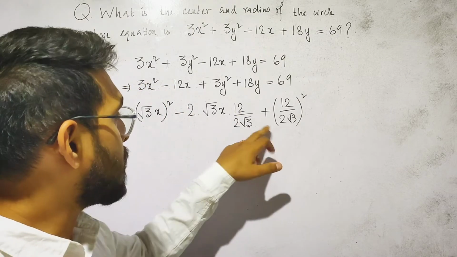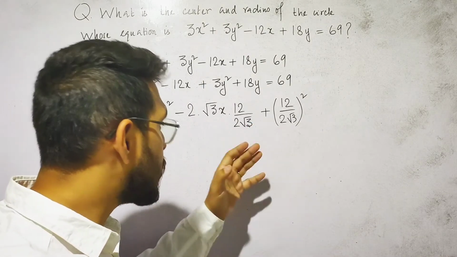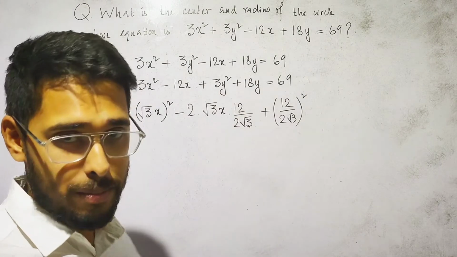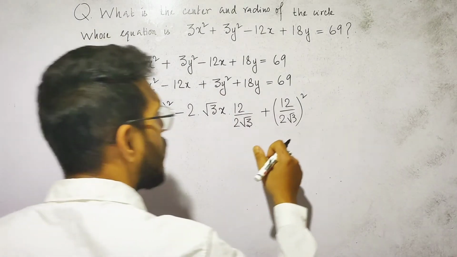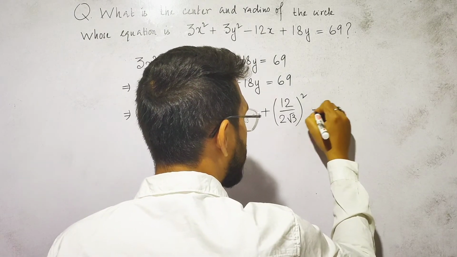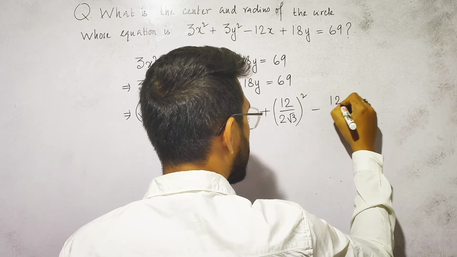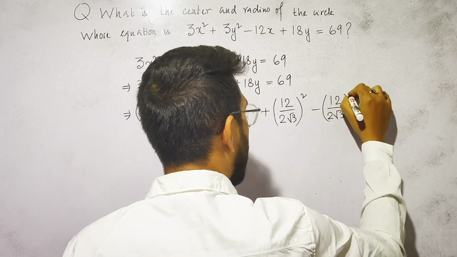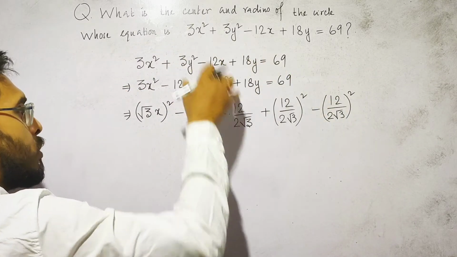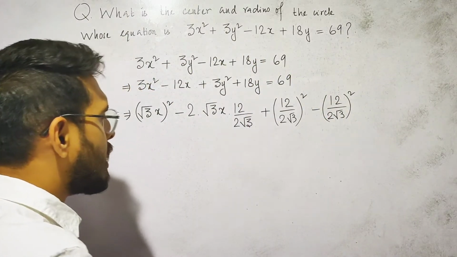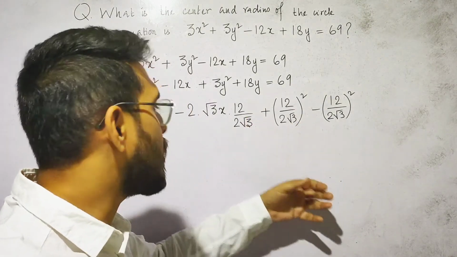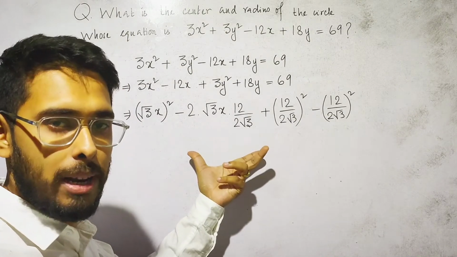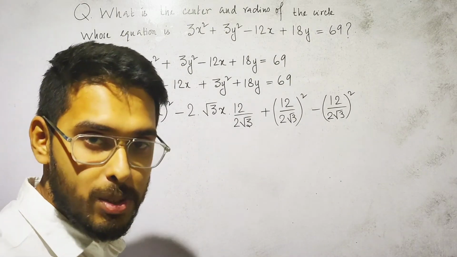But what about this one? I have written it extra. So in order to keep the equation intact, I have to remove it again. So I'm going to write negative 12 by 2 root 3 whole square. Now what happens? I can cut it and bring the equation back to normal. Now the question is, if I have to cut it, then why did I write this one? The answer to that is to complete the square. And that is why this technique is known as the completing the square technique.